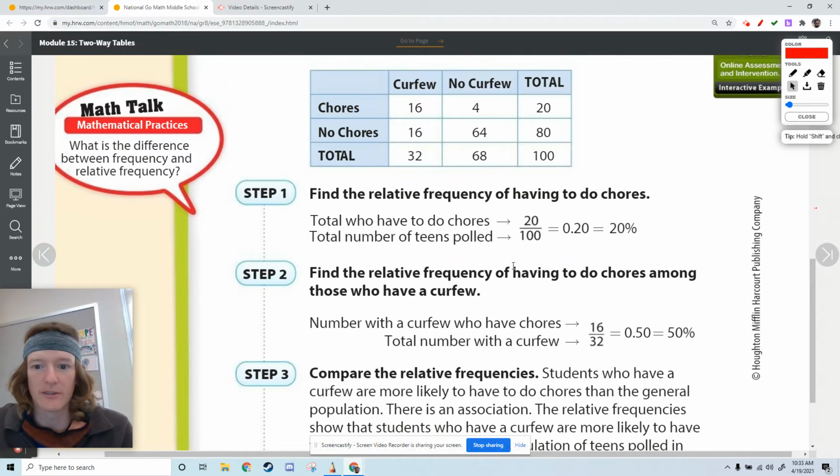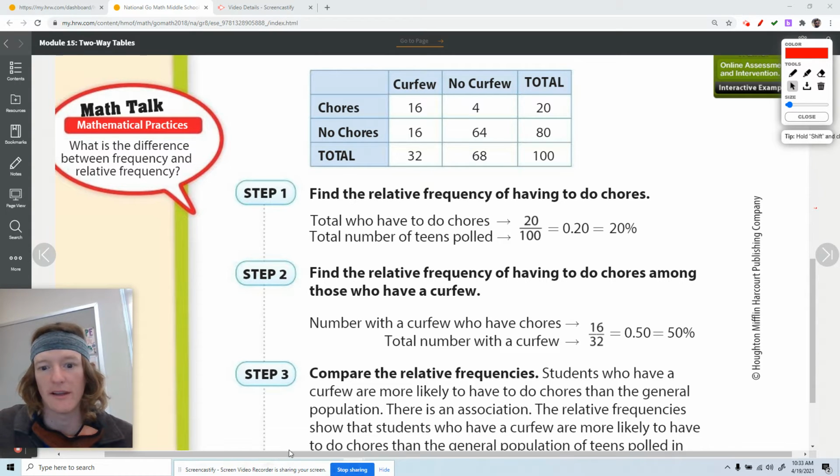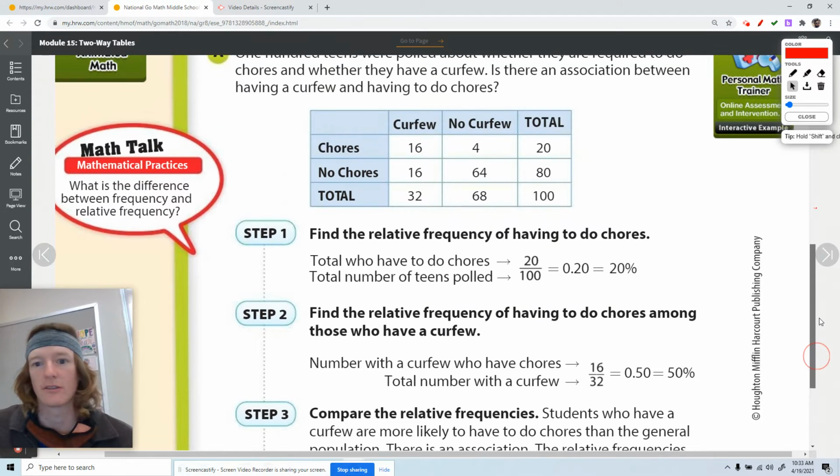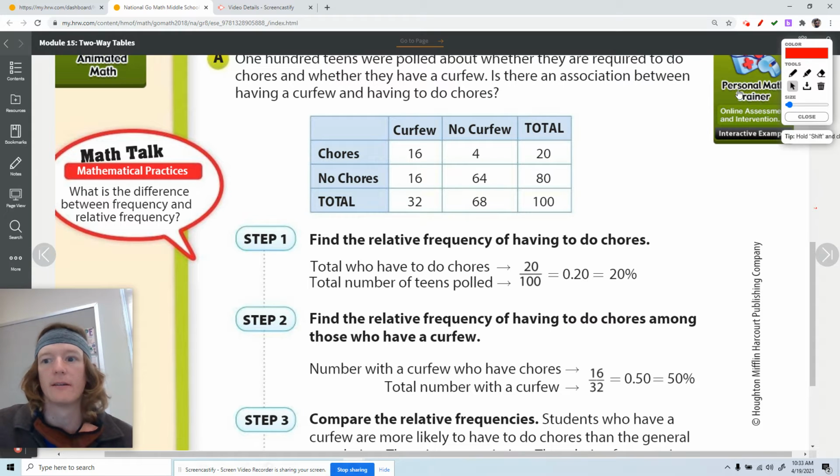Find the relative frequency of people who have to do chores among those who have a curfew. So if you have a curfew, it's 50%. So students who have a curfew are more likely to do chores. Compare the relative frequency. Students who have a curfew are more likely to have to do chores than the general population. There is an association. So let's look at it. Let's double check.